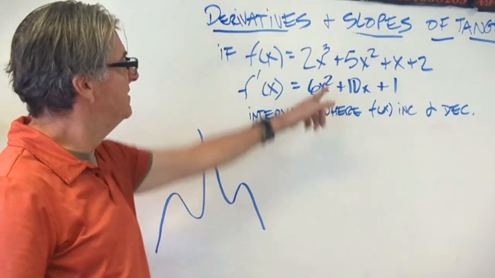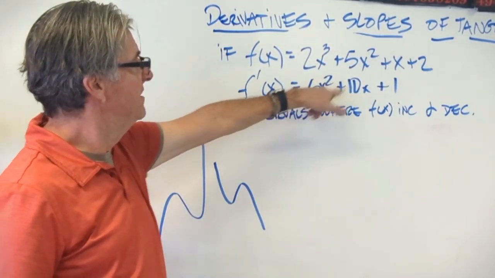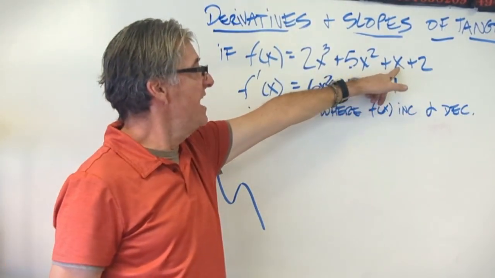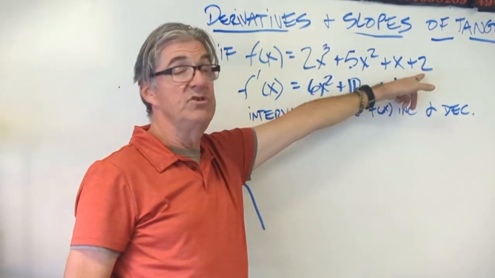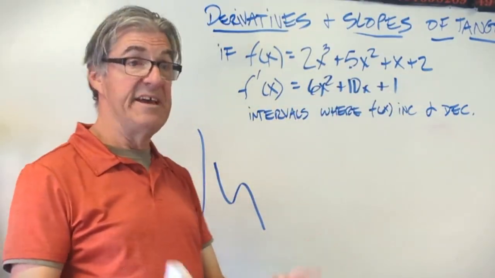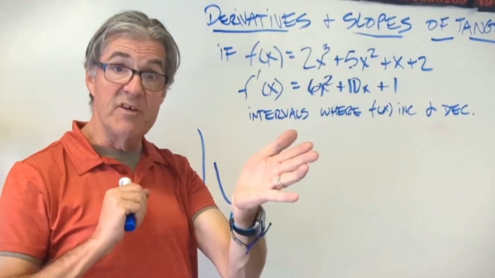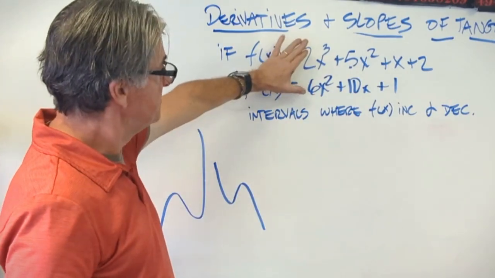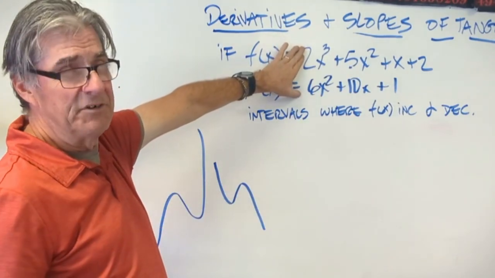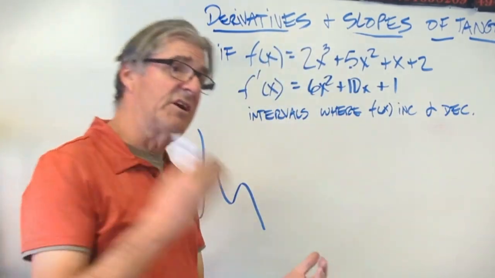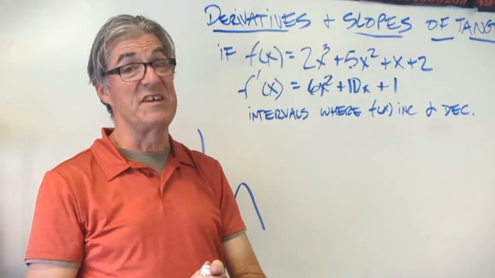Okay, here's what I get. This one goes to 6x squared, this one goes to 10x, x goes to 1, and the 2, the constant, goes away. So now, while I step over to Desmos, what I want you to do is put these in your calculator. And really, you could use Desmos, but your calculator right now is what's allowed on the test.